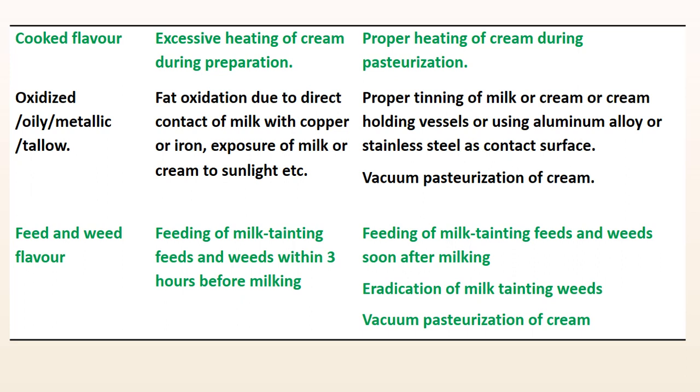Another defect is feed and weed flavor, that is due to the feeding of milk tainting feeds and weeds within 3 hours before milking. So the solution is that feeding of milk tainting feeds and weeds should be done soon after milking. That is, before milking it should be avoided. And next is eradication of milk tainting weeds and vacuum pasteurization of cream.